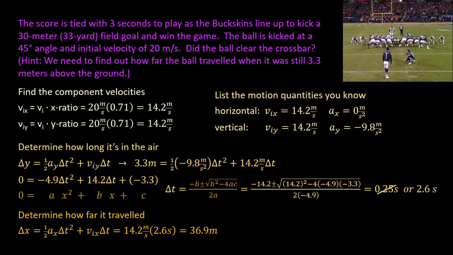So then finally we go on and we determine how far it traveled using equation 2 and remembering that the acceleration horizontally is 0, so that first term goes away, and we multiply our horizontal velocity, 14.2 meters per second, times the time in the air, 2.6 seconds, and we find that the ball traveled 36.9 meters by the time it reached the height of the crossbar, 3.3 meters above the ground. And of course at that point it's already beyond the crossbar, and yay, we won!